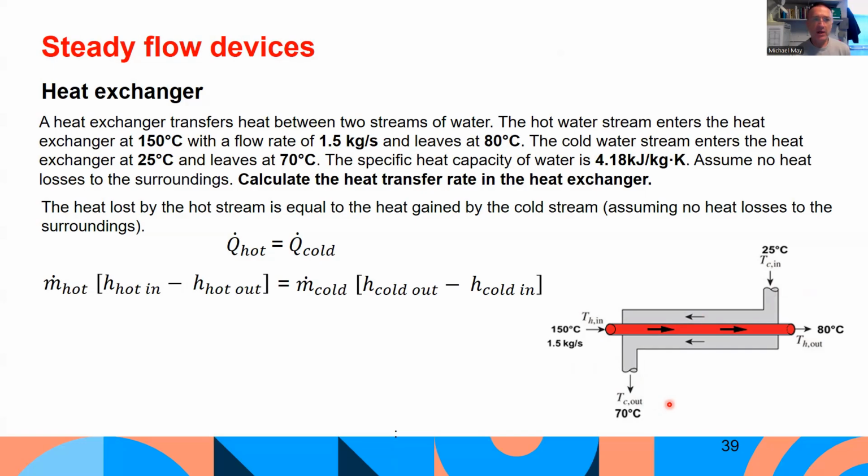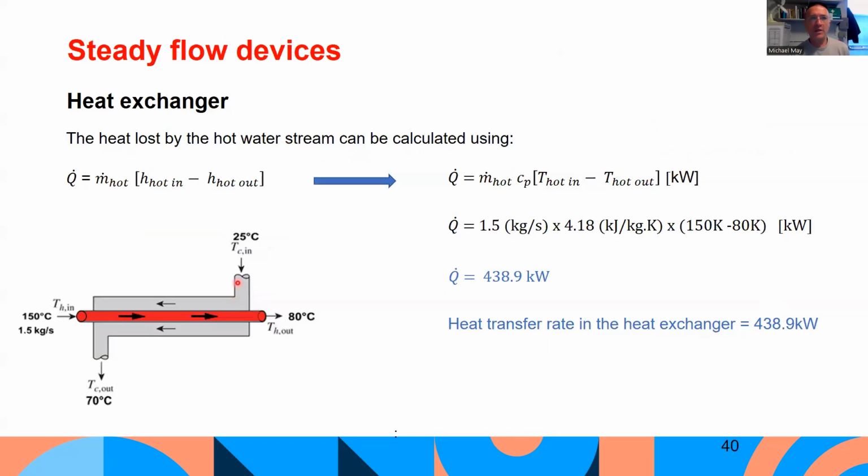So the heat loss by the hot stream is equal to the heat gain by the cold stream, assuming there's no losses to the surroundings. And we can expand that in terms of the enthalpy and the mass flow rates. So we'll take one or the other. We can take the hot stream or the cold stream. So we'll take the hot stream, but we'll express it in terms of the specific heat capacity and the temperatures because we have those values.